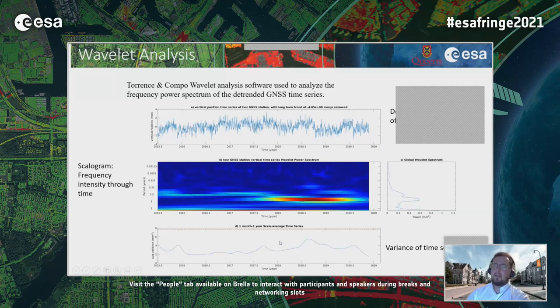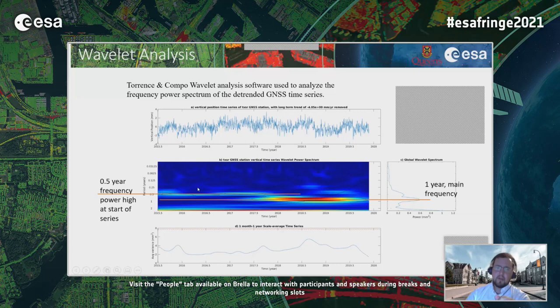On the bottom, you have the variance in your time series. On the right is just the global wavelet spectrum. So then you can observe in this scalogram the 0.5 year period of the signal. And then later at the end of the time series, you can see the clear annual signal in the GNSS data. And this corresponds to a dual peak in the global wavelet spectrum.